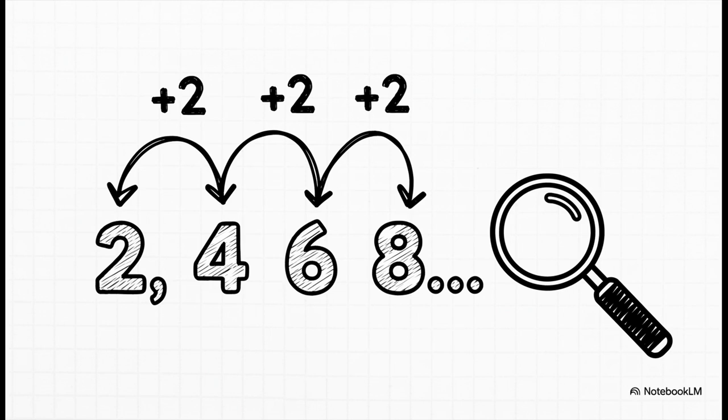And there it is. That's the secret. The jump between each number is exactly the same. We're just adding 2 to get to the next number in line. From 2 to 4, that's a jump of +2. From 4 to 6, another +2. This consistent jump is our first huge clue.